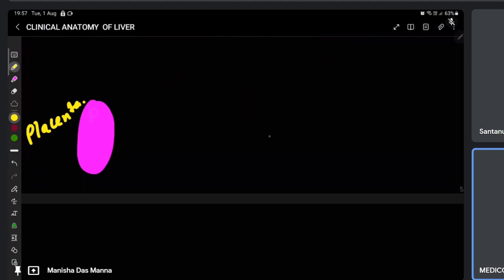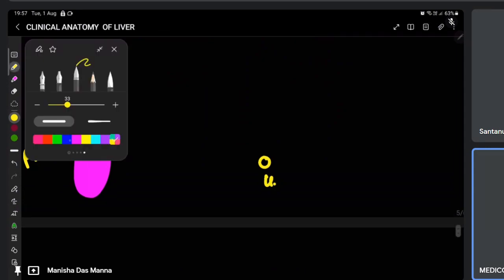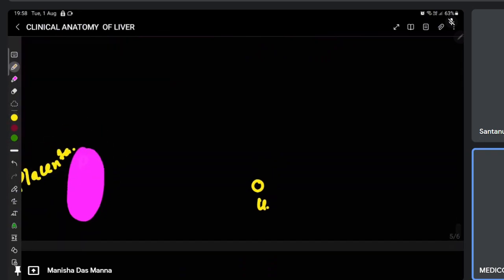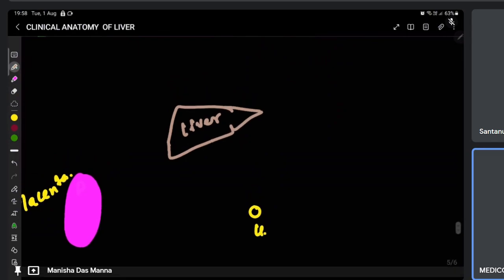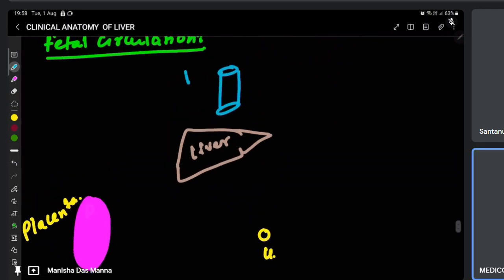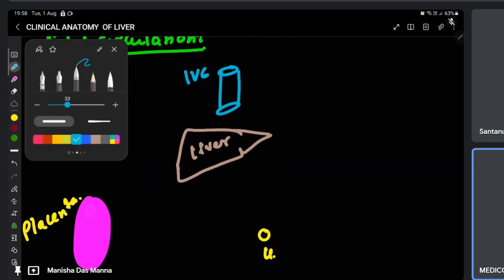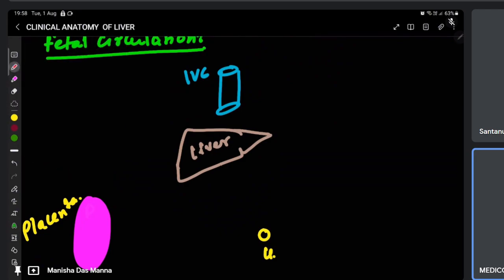And this is the umbilicus of the fetus. Somewhere here is the liver of the fetus. Now this is the inferior vena cava, IVC. And this is the fetal heart.